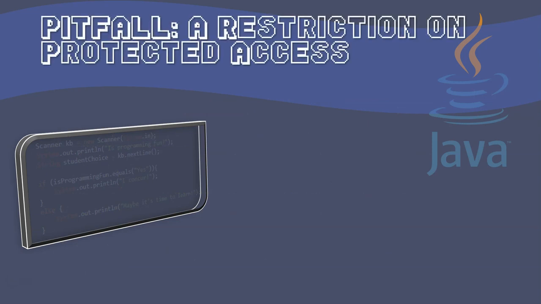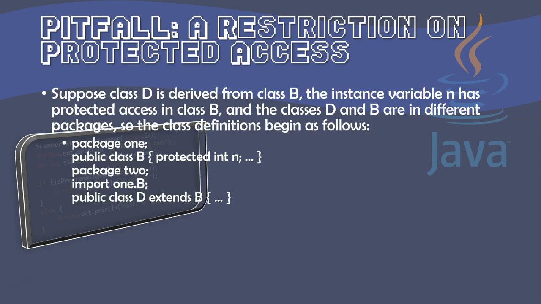But before we jump into that, I do want to give us one quick pitfall reminder about that restriction on protected access, in case you do use protected access. So let's just say we have a class called D, and we're deriving it from our class B. The instance variable n has protected access in class B, and the classes D and B are in different packages, so our class definitions are going to start as follows. Package 1, class B, protected int n. Package 2, import 1.B, so we're importing, of course, this class. And class D extends B, so it's a derived class.